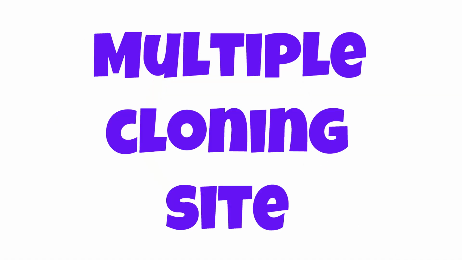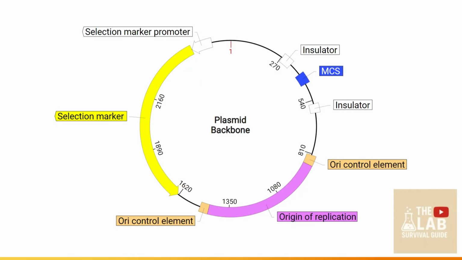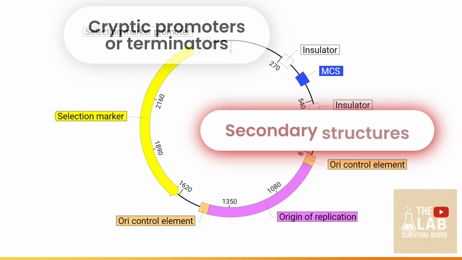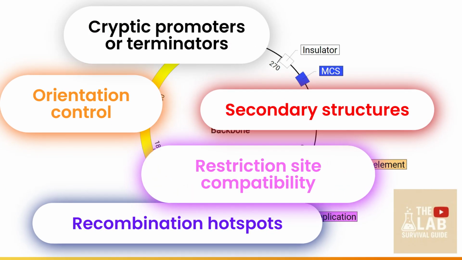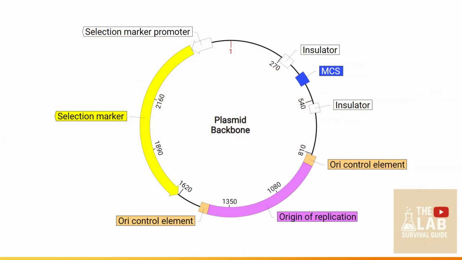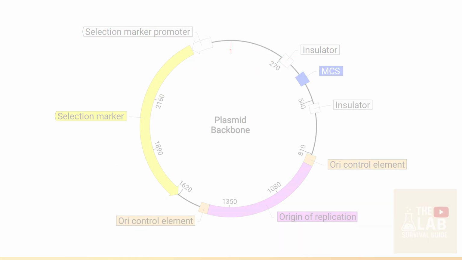Multiple cloning site. The multiple cloning site is your entry point for cloning inserts, but not all multiple cloning site regions are equal. Poorly designed multiple cloning site regions can introduce cryptic promoters, terminators, or secondary structures that interfere with expression. Orientation, restriction compatibility, and recombination hotspots all matter.